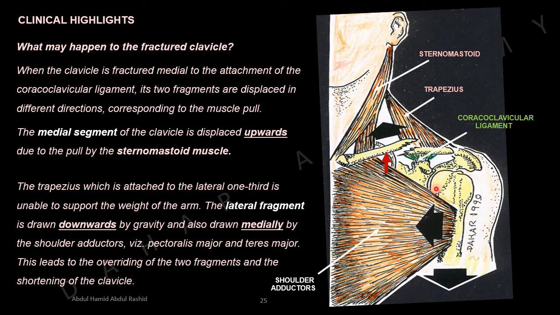The lateral fragment is drawn downwards by gravity and also drawn medially by the shoulder adductors. They are the pectoralis major and teres major muscles. This leads to the overriding of the two segments and the shortening of the clavicle.